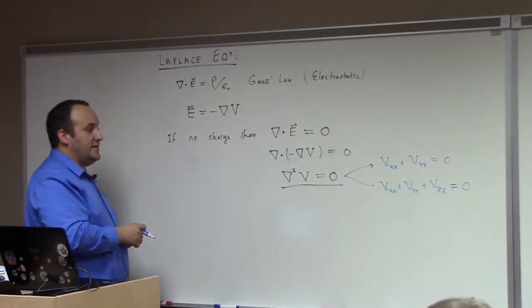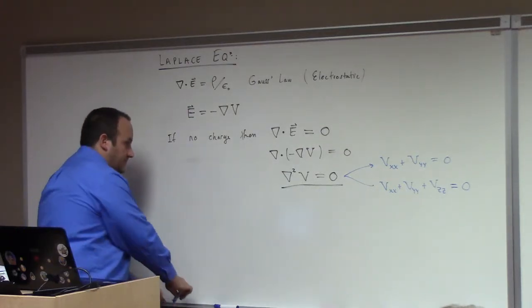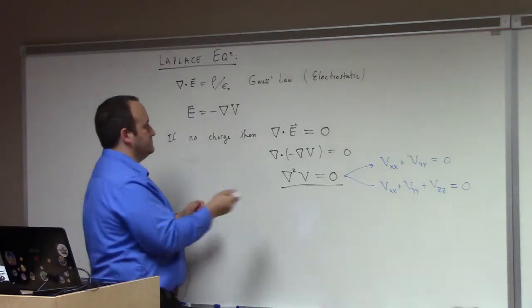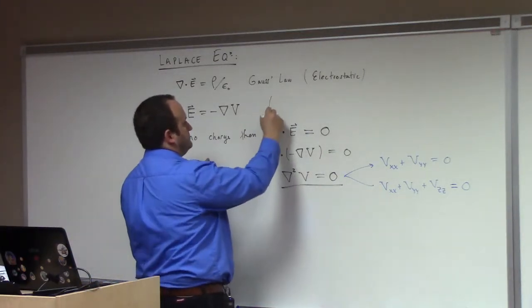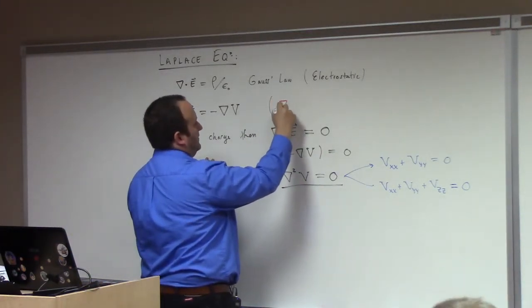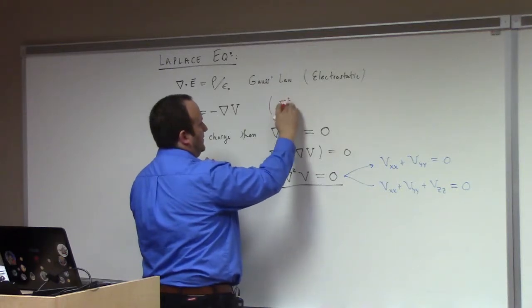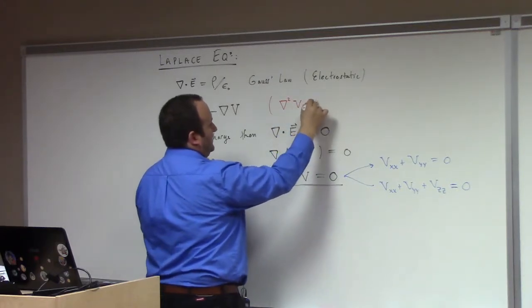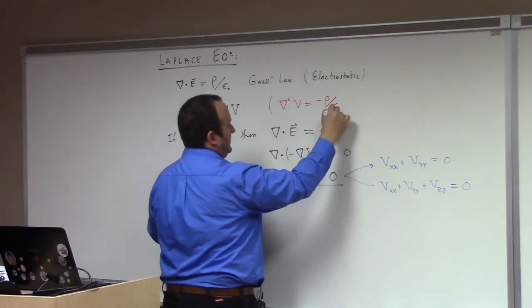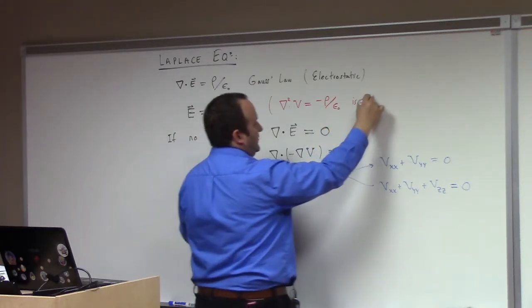Now, what if you did have charge, by the way? You'd have the Laplacian of the voltage equal to minus the charge density divided by epsilon naught, which is what's known as Poisson's equation.